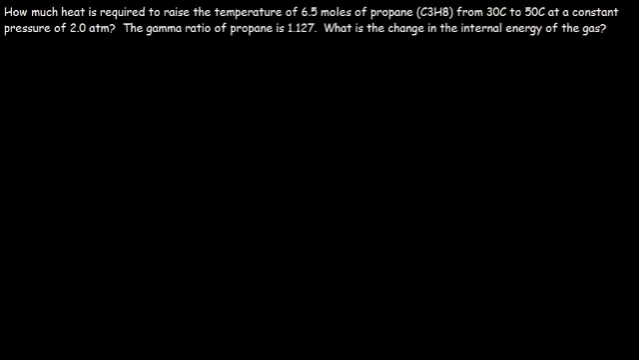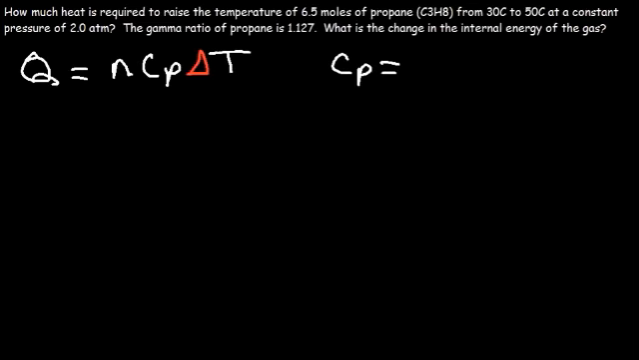Here's another problem that we could try. How much heat is required to raise the temperature of 6.5 moles of propane from 30 Celsius to 50 Celsius at a constant pressure of 2 atm? And we're given the gamma ratio. Well, to find Q at constant pressure, we can use the equation Q is equal to n Cp delta T. So we've got to find Cp first. And we can use the equation that we got in the last problem, which is R times gamma over gamma minus 1.